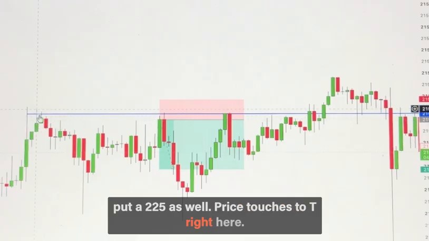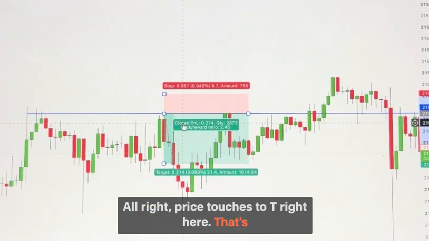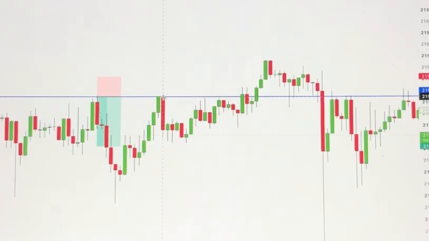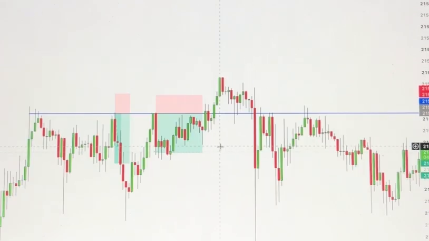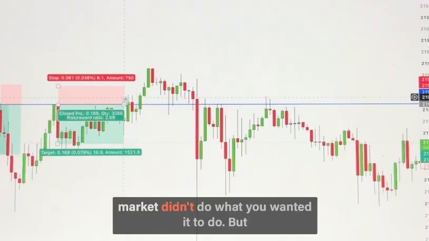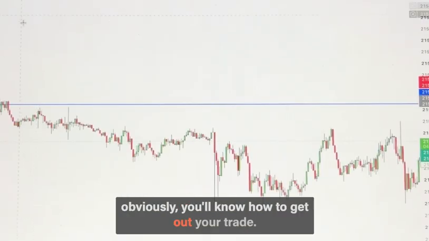Price touches right here. All right, price touches right here. That's your entry. Price touches right here also. That's another entry. All right, so right here, this is the one time the market didn't do what you wanted it to do, but obviously you'll know how to get out of your trade.